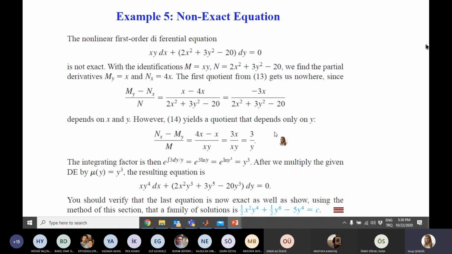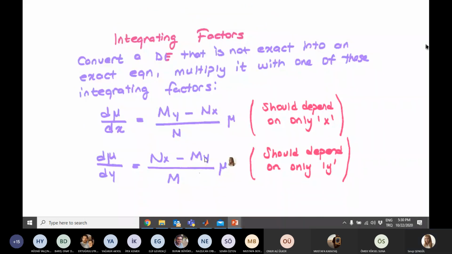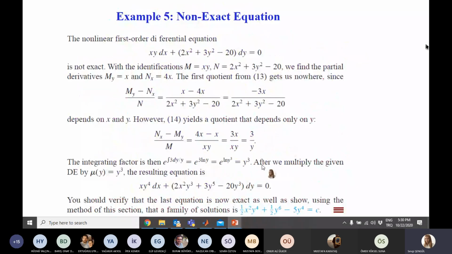And what was the integrating factor? dmu over dy equals that one times mu. And that one we found as 3 over y. So it is the same as e to the integral of 3 over y dy, the one that you were doing. You can do this in that way too, okay? And you can find your integrating factor as y cubed and multiply your equation with that y cubed right now. x y to the 4, 2x squared y cubed, 3y to the 5, 3y cubed. And now check if My equals Nx. My is 4xy cubed and Nx is 4xy cubed. See? It is exact now. Now you can solve this one as an exact equation and the solutions will be in that way. Okay?